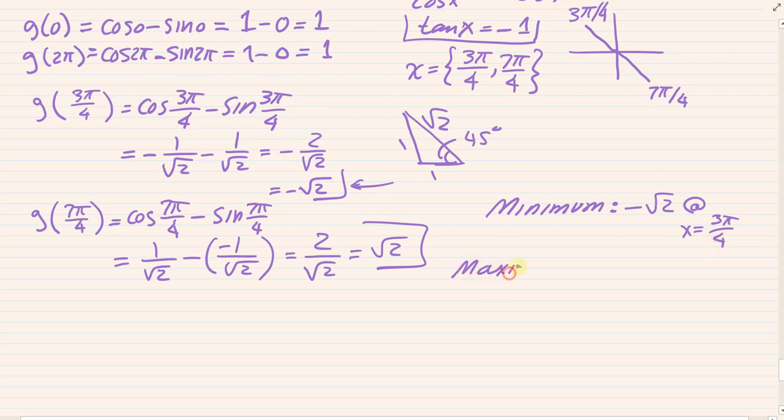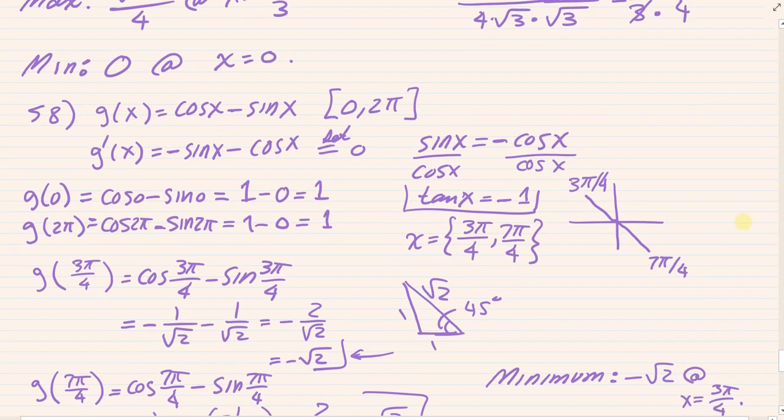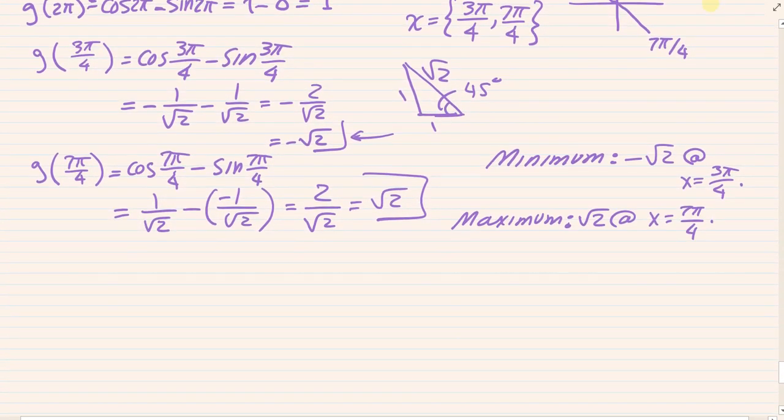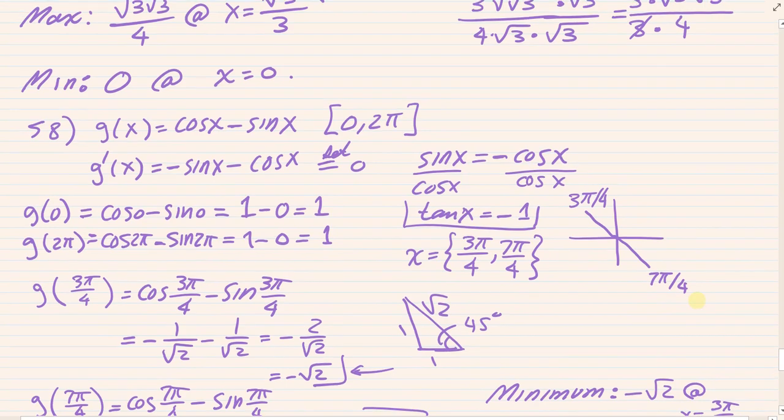And our maximum is going to be square root of 2, which is about 1.4. It's root 2, and that's attained when x is 7 pi over 4. Okay, and that's what number 58 looks like. So the minimum is negative root 2, maximum positive root 2. And there you have it. We are done with exercise number 58.